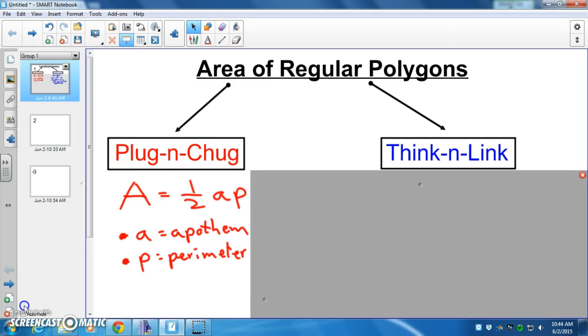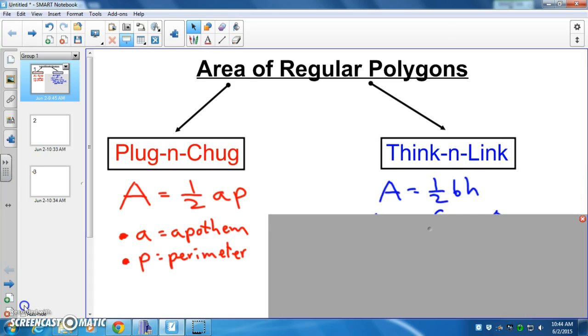The plug and chug method you'll find in a lot of textbooks where it just says the area is 1/2 AP, which means you need to know what the A is and what the P is. The A stands for apothem and P stands for perimeter. You'll know what perimeter is, but the apothem is kind of a new vocab word that is attached to regular polygons. To me, I think it's a lot easier to understand the math if you think of 1/2 base times height.